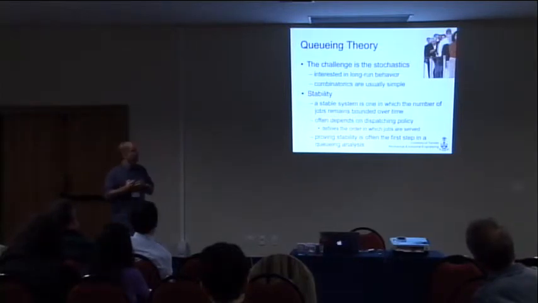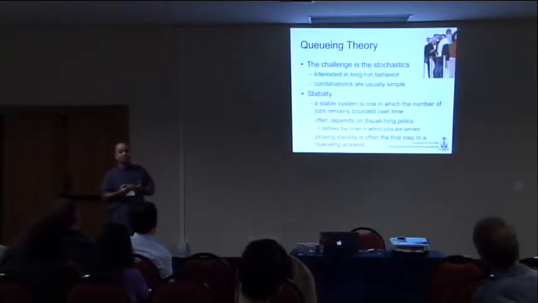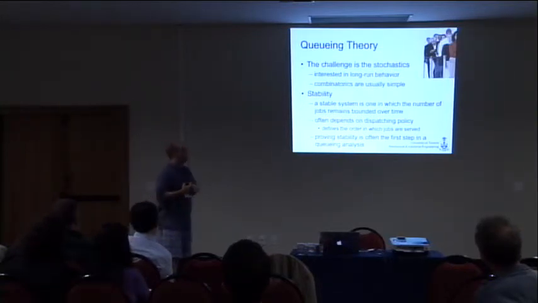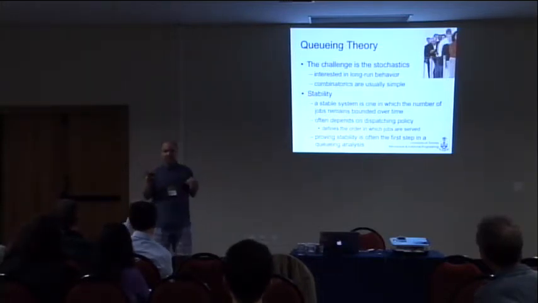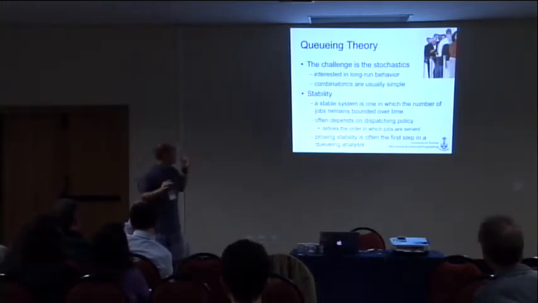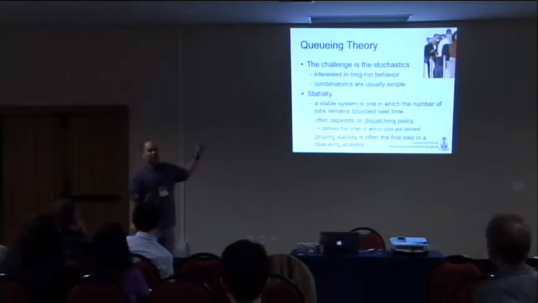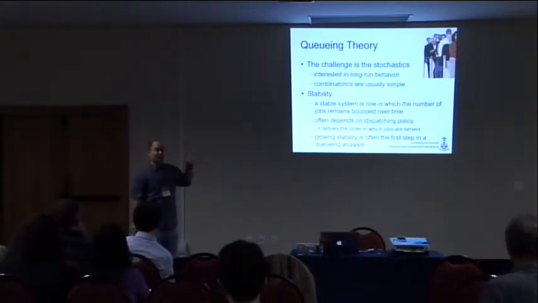Stability in queuing theory is basically you want to be able to prove that given the parameters of the system, there is going to be a bounded number of jobs in the system. So you don't want your queues to go to infinity because everything's a big mess. Okay?